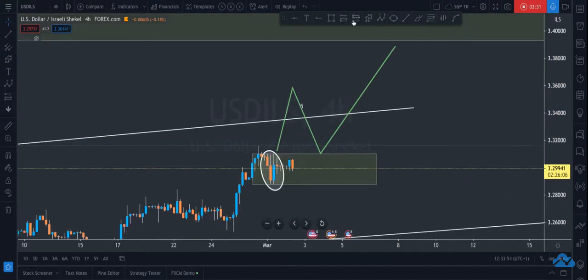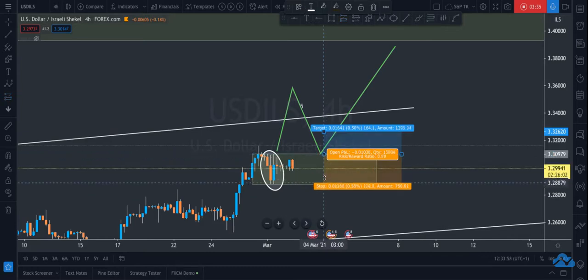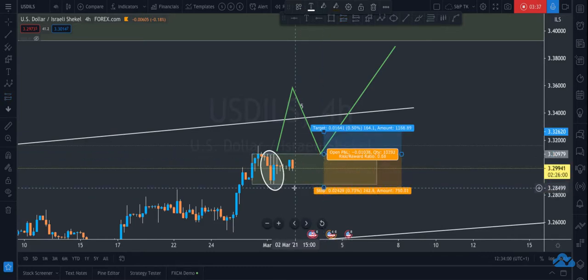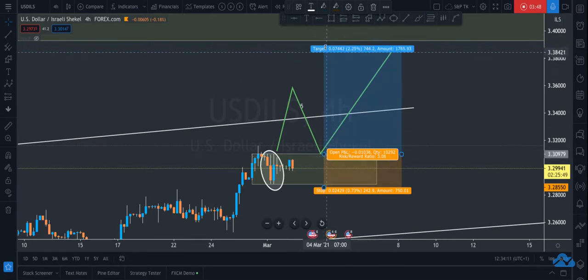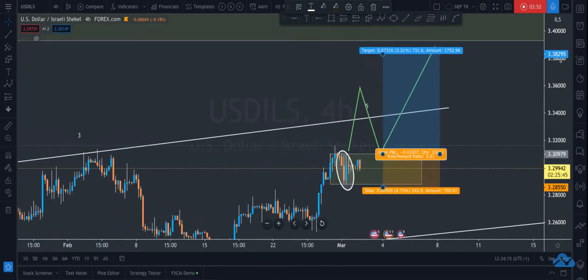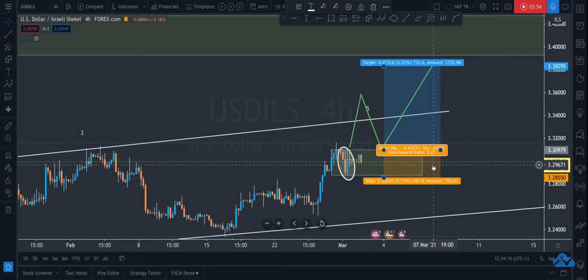So let me draw the long position. Stop loss will be just a few pips below the structure area, and a nice TP is 3.25. We can also set risk reward 3, which is very, very good.